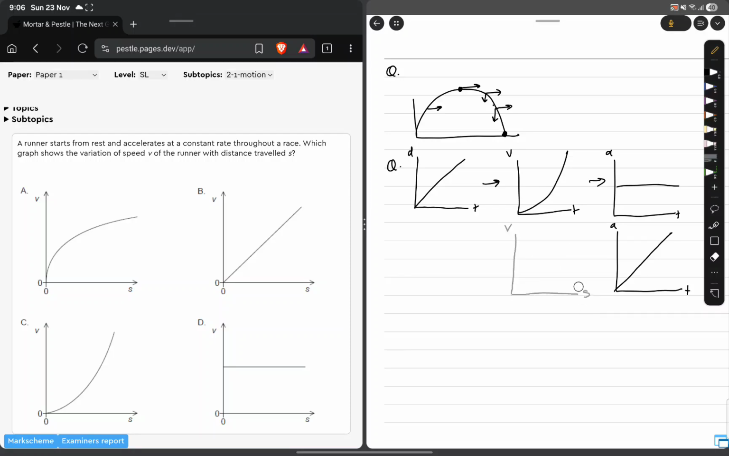How do we know? We can do it mathematically with algebra. If we use the kinematics equation v squared equals u squared plus 2as, and the initial speed is 0, then we get v equals root 2as. That means it's going to be in the root form. If any of you know the root function, it looks like that. So it's going to be A. That's it.